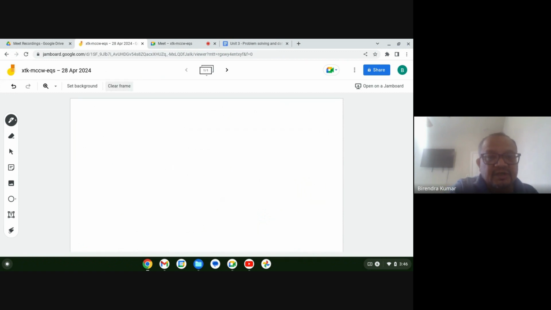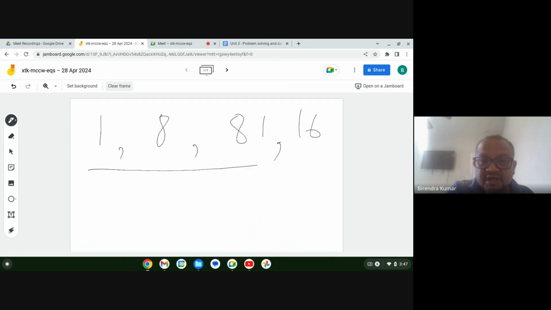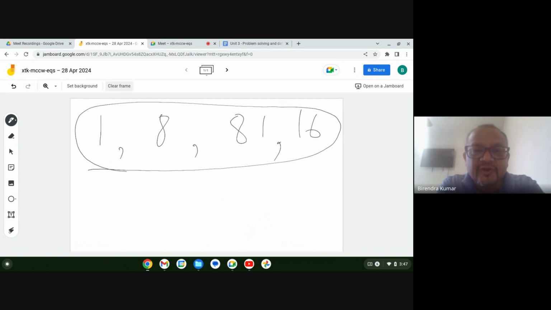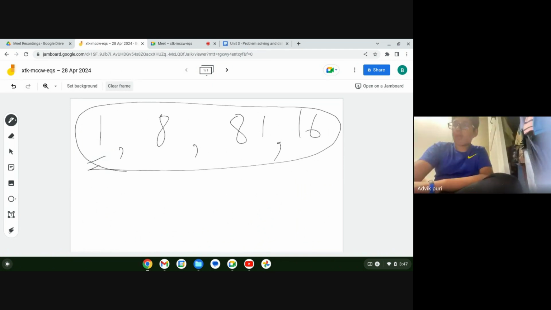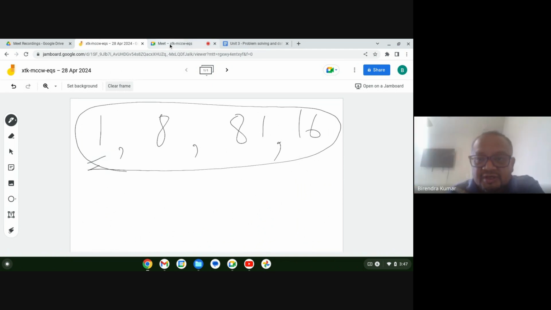Let's say I have a number 1, and I have number 8, and I have a number 81. I have a number 16. If you just look at these 4 numbers in a group of numbers, let's say this is the result of 4 students in a class or 4 friends, you see a lot of variation, right? Somebody has got 1.